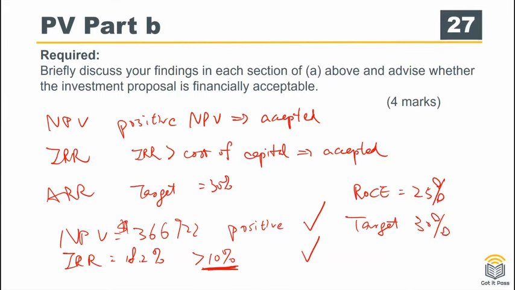So can it be accepted? No, right? It cannot be accepted by the accounting rate of return rules. And here the issue is whether the project under, for example, the accounting rate of return being rejected is rational or not.